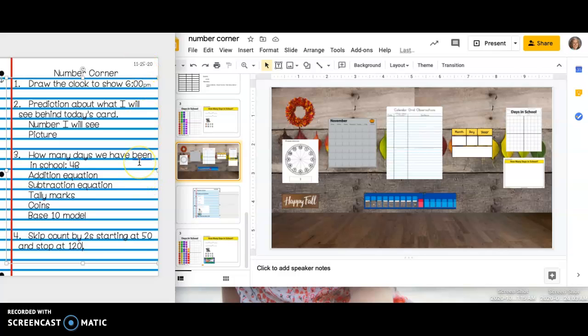Good morning, friends. Today is November 25th, 2020. Please write the date at the top right corner of your paper and write "number corner" on the top. Press pause if you need more time.